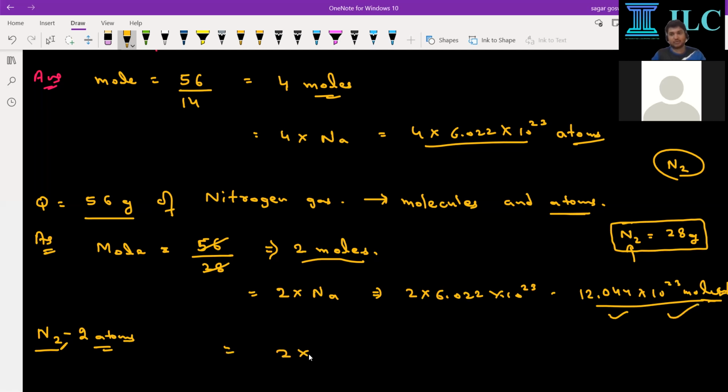So for that much molecules it is how much? Obviously, like that chocolate box example. Yeah, exactly. 24.088 times 2, that will become the number of atoms. Very good, Vishnu. It's maths with concept.